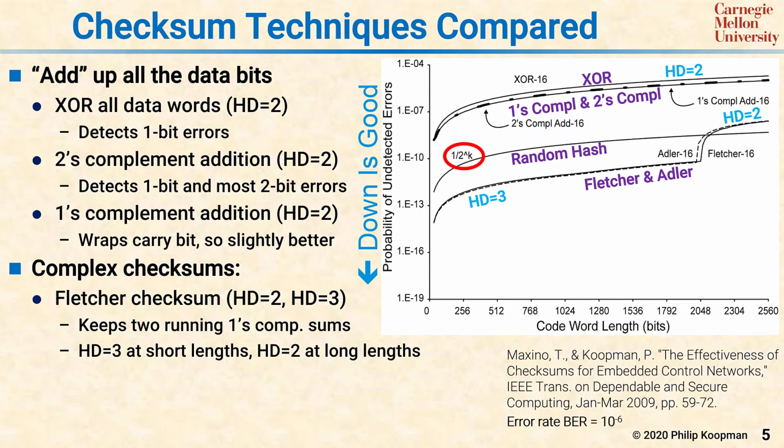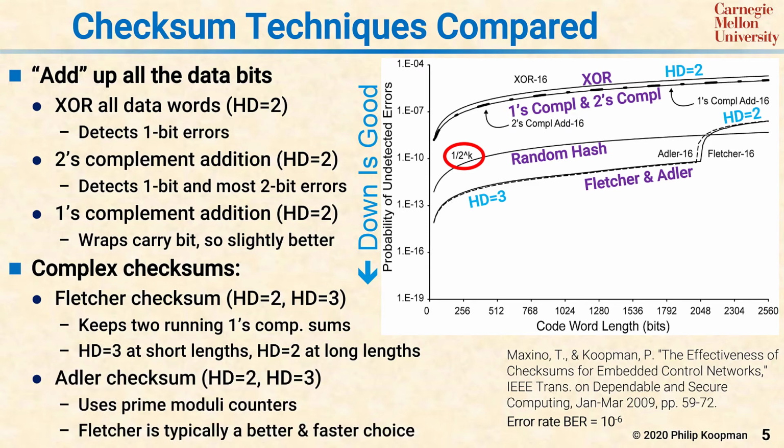Longer Fletcher checksums, for example a 32-bit Fletcher checksum, have a similar property that it gives you Hamming distance 3 at small values and then changes to Hamming distance 2. But even at Hamming distance 2, it does dramatically better than a simple addition because you get a more complex mixing, and therefore it's much more difficult to find a 2-bit error that just happens to get past all those complicated addition functions to result in an undetected error.